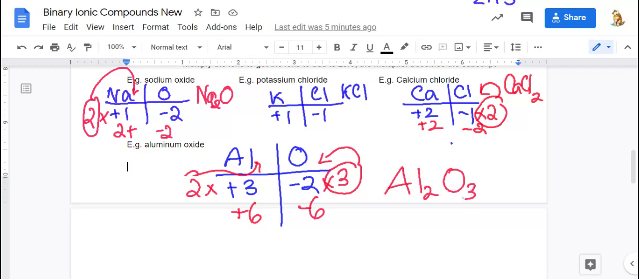The zero sum might seem like more work at this point, but it's going to pay off, I promise. So that's a short video into binary ionic compounds, naming, and writing formulas.